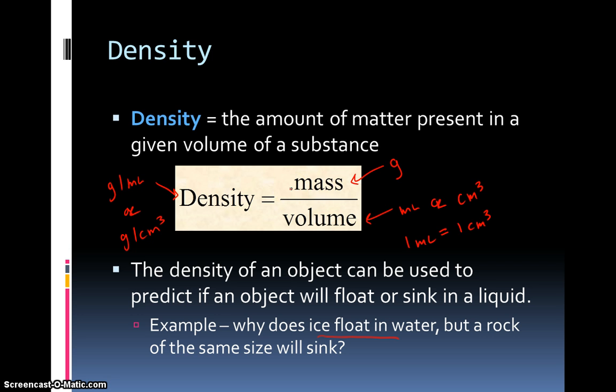When we're comparing the ice to the rock, if they're the exact same volume, the rock is going to have a greater mass contained in that space than the ice does. So since that rock has a greater mass, it's going to have a density that is higher than water, and it's going to sink to the bottom, while that ice is going to have less mass in that same amount of space. That's going to result in a density less than water, so it will float.